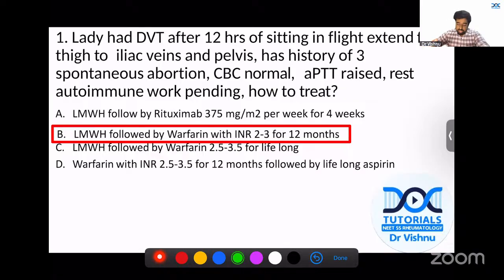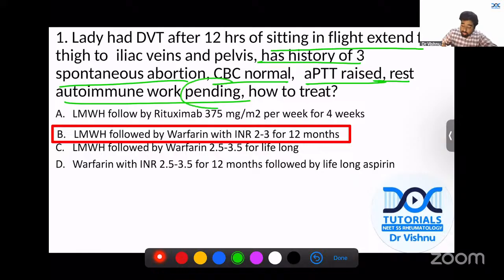The first question is almost similar to what was recently asked in the NEET SS 2024 paper, but here if you see, it is just a patient sitting in flight extended, but there's a DVT that has developed in the proximal areas. Proximal DVT has developed. There is a history of 3 spontaneous abortions. CBC is normal, APTT is raised, rest autoimmune workup is pending.